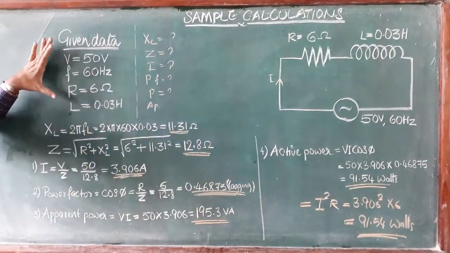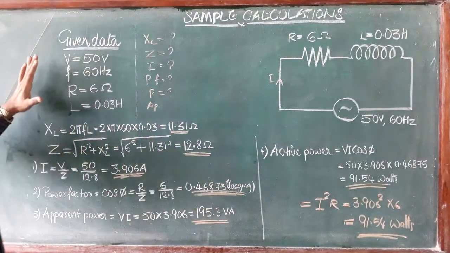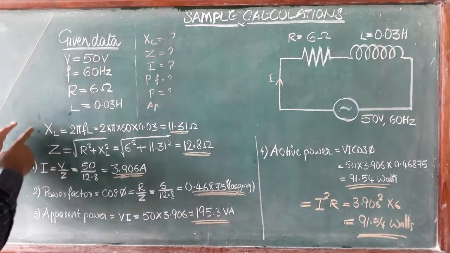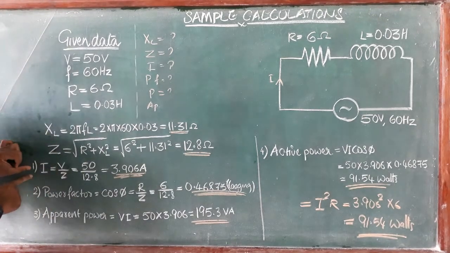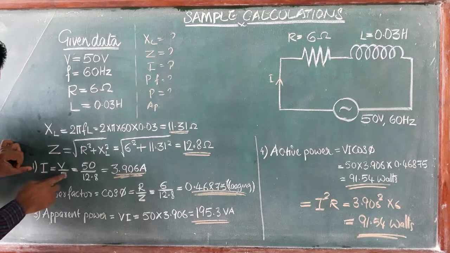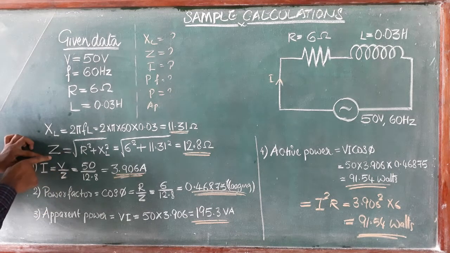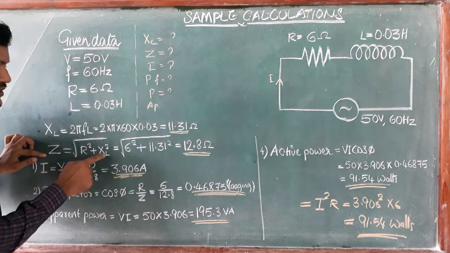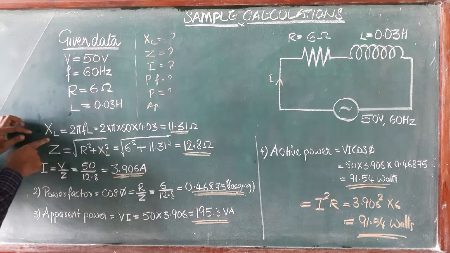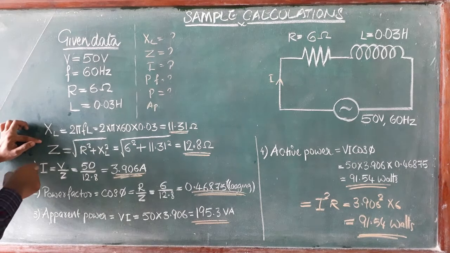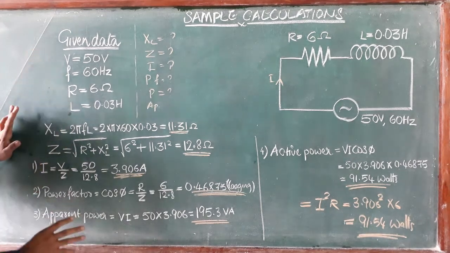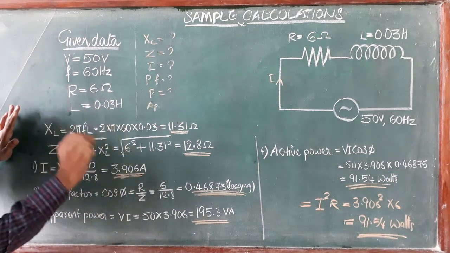So based on the given data, we started the calculation. The question comes directly: find the current. To find the current, we should know the Z value, or impedance value. To know the impedance value, we should know the XL value, that means the inductive reactance value. So we started from XL. Clear? So this is one type of problem, the RL series circuit.